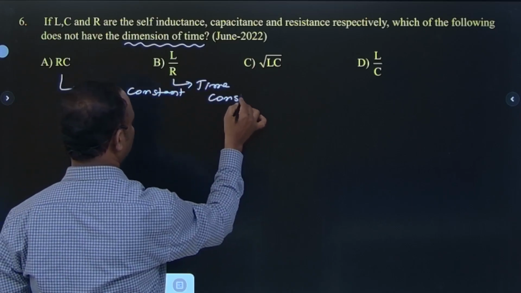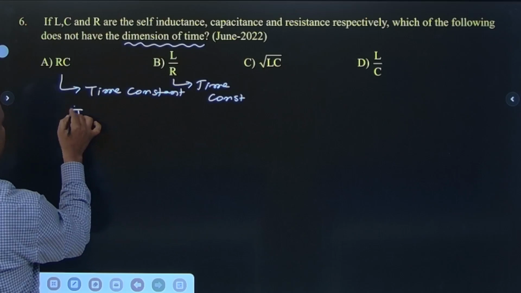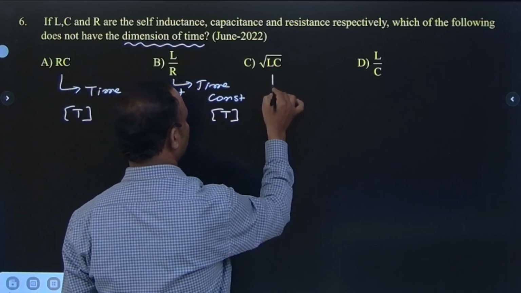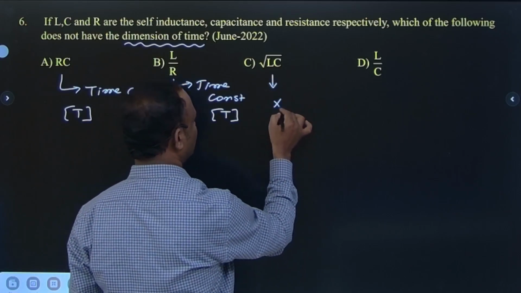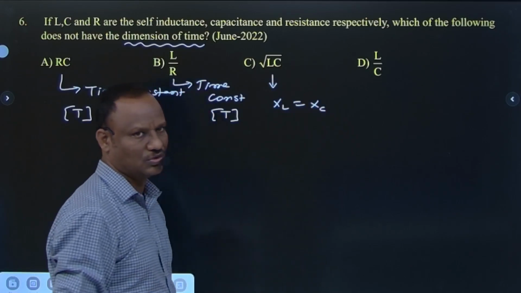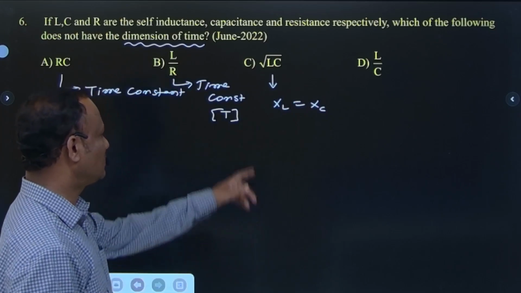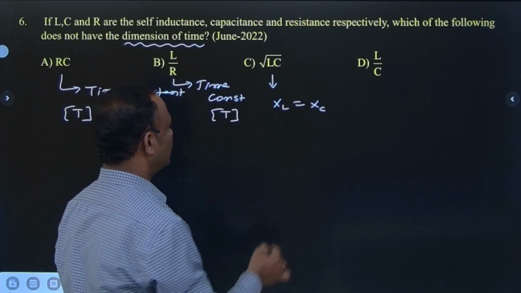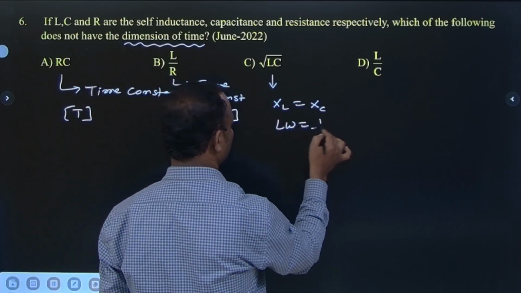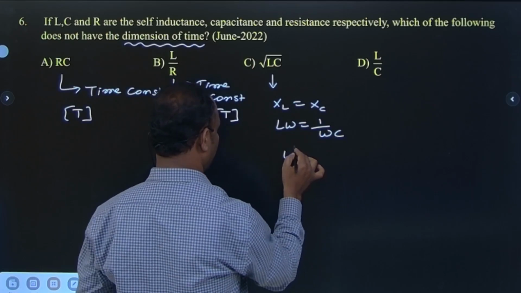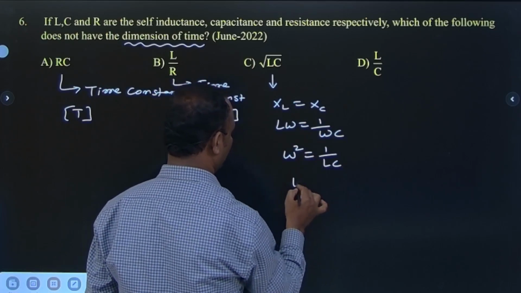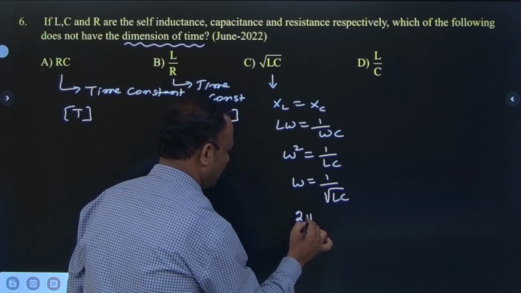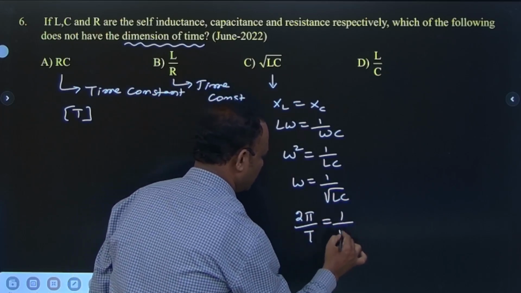Time constant means its dimension formula is T only. Now this one is under root of LC. You know XL is equal to XC, the inductive reactance equals the capacitive reactance. So L omega is equal to 1 by omega C. Omega square is equal to 1 by LC. Omega is equal to 1 by under root of LC. Omega means 2 pi by T, equal to 1 by under root of LC.